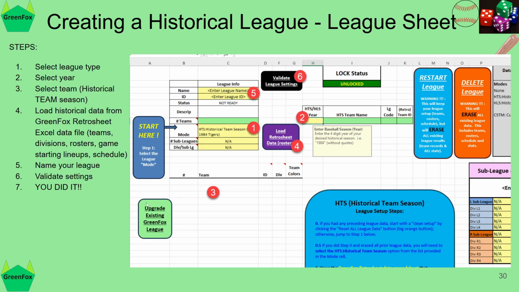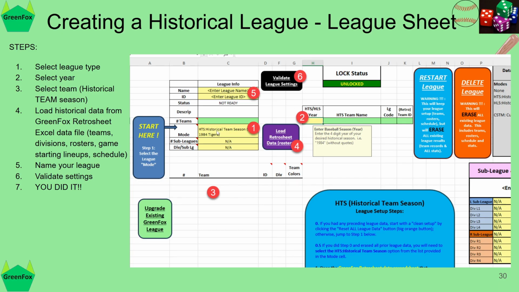So let's talk here about just creating a historical league. How do you do it? Basically, you go to the league sheet, and this is a picture of the league sheet with some annotation on it to show you the steps you do in what order to create your league. And over here I wrote the steps, but basically where it says start here is where you start, and I call it the league mode, and that's what we already talked about.